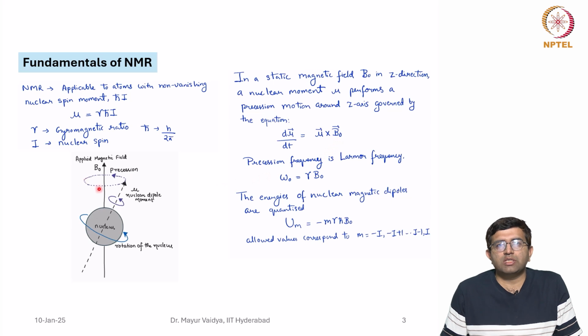And the frequency of this motion, the frequency of the precession, which is also known as the Larmor frequency, is given by omega naught equal to gamma into B naught. Remember, gamma is the gyromagnetic ratio. The energies of nuclear magnetic dipoles are quantized according to the expression E is equal to minus m gamma h bar into B naught, where m can vary from minus I to plus I. So it can take the values minus I, minus I plus 1, I minus 1, I, and so on.